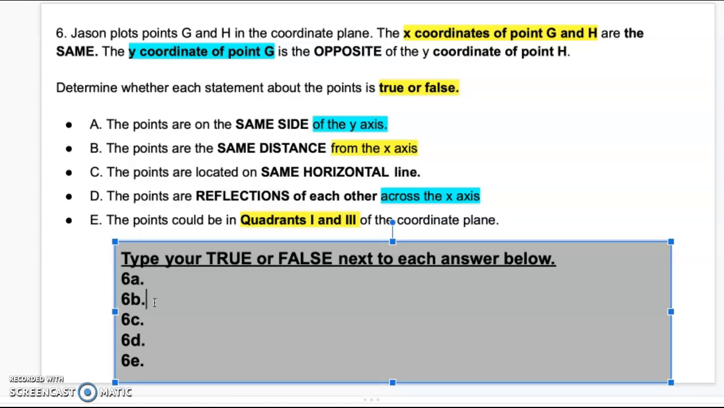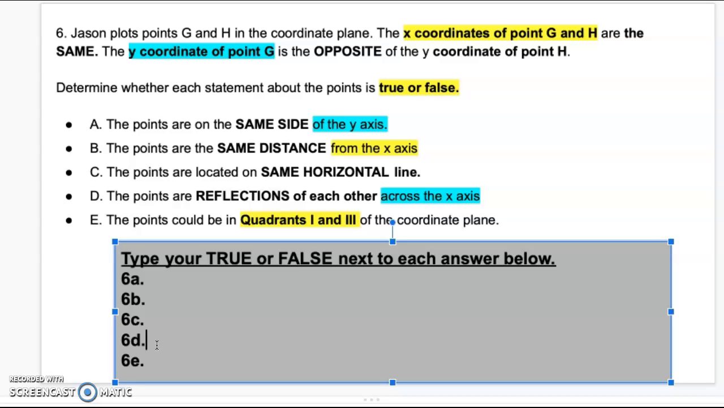Letter C. The points are located on the same horizontal line. True or false? And write your answer down in the gray box next to 6C. Letter D. The points are reflections of each other across the x-axis. True or false? And type your answer in the gray box down below.